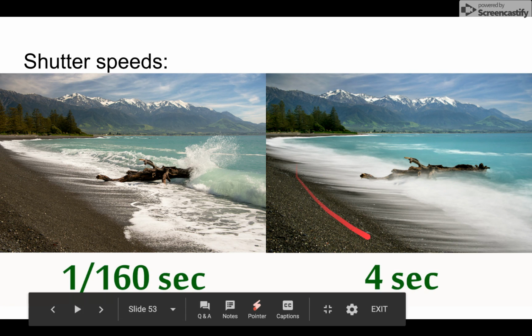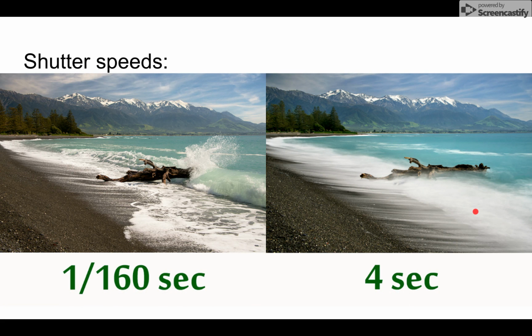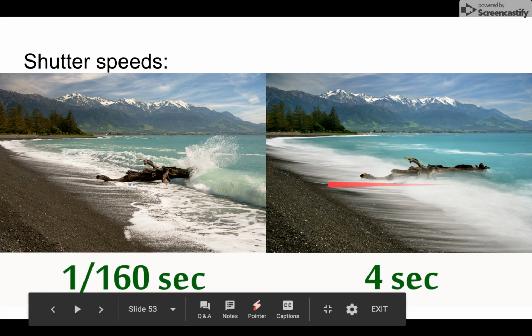So in the example that has blur, I believe it's the one on the left in your handout, it looks like there's streaks of light as the water moves back and forth many, many times over the course of the 4 seconds or however long it took for the photograph to be made.